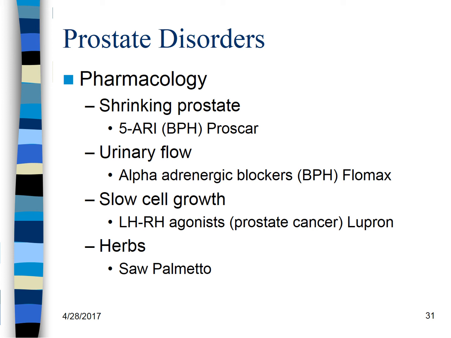To facilitate urinary flow by relaxing smooth muscle for BPH, treatment includes giving alpha adrenergic receptor blockers, or alpha blockers, like Flomax. So that is something that you may see given for urinary flow.